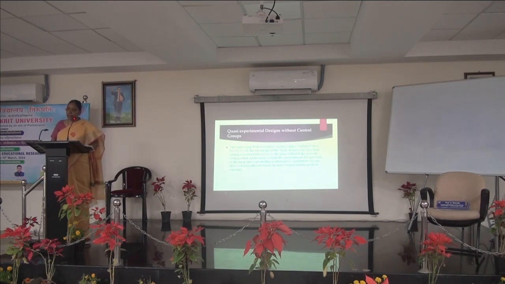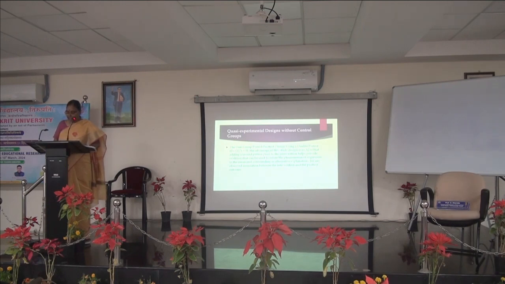Quasi-experimental design without control group. The same one continued. Another model. The one group pretest post-test design using a double pretest. Earlier, one pretest and then intervention, post-test. Here, two pretests. The one group pretest post-test design using a double pretest. O1, O2, intervention, O3. That is, post-test is only one.